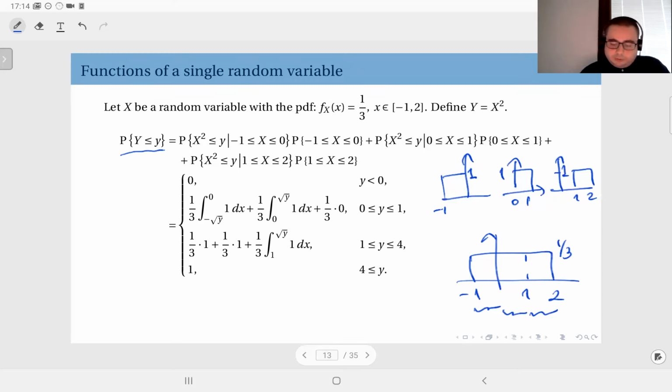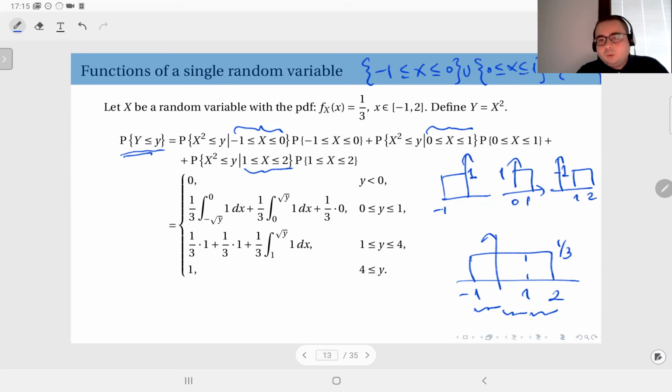Okay, so returning to the CDF expression, y less than or equal to y, this is obviously x squared less than or equal to y, but I'm conditioning this on first x being in the region from -1 to 0, and then 0 to 1, and finally 1 to 2. Okay, so this expression is nothing but an application of the law of total probability, since these three events, -1, 0, 0, 1, and 1, 2.